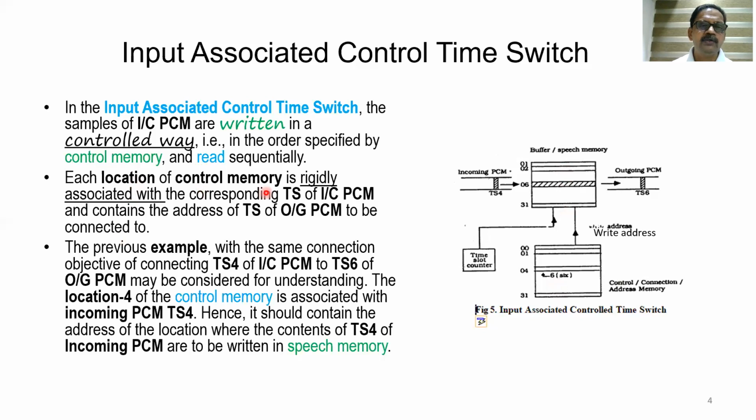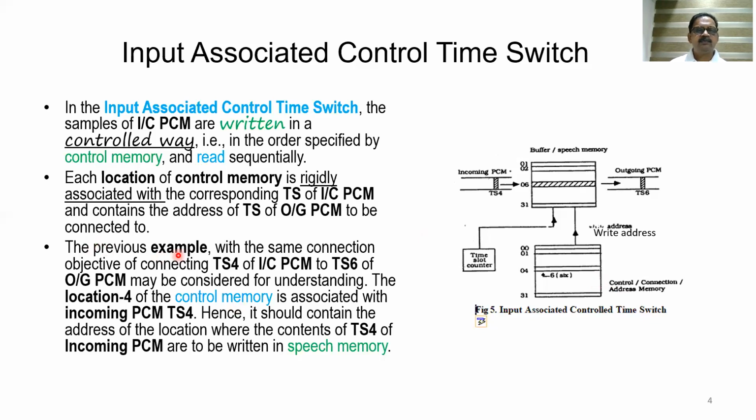Each location of control memory is rigidly associated with the corresponding time slot of the incoming PCM and contains the address of the time slot of the outgoing PCM to be connected. So here the incoming PCM time slots are rigidly associated with the control memory. This is the difference between output associated control and input associated control switch.